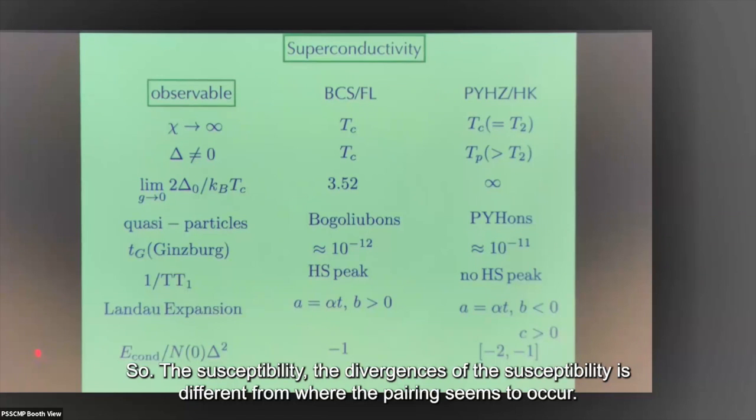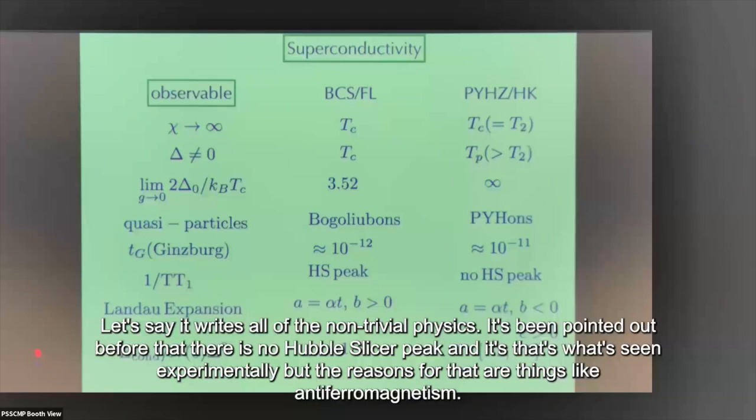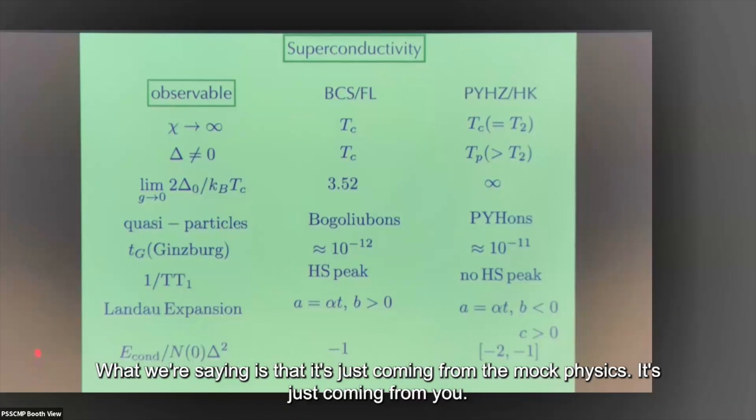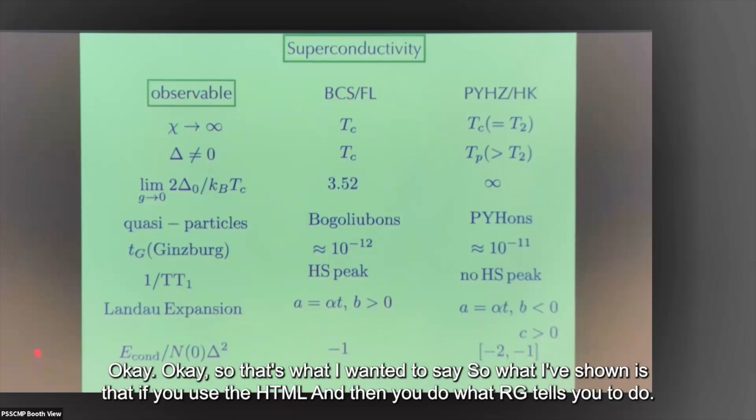So the divergence of the susceptibility is different from where the pairing seems to occur. And the excitations are no longer these things which live on a Fermi surface, but they're these things that live on these Hubbard bands. And that's giving rise to all of the non-trivial physics. It's been pointed out before that there is no Hebel-Slichter peak. That's what's seen experimentally, but the reasons for that are things like antiferromagnetism. What we're saying is that it's just coming from the Mott physics. It's just coming from the splintering of the spectral weight. Right, so these things look very different, okay?